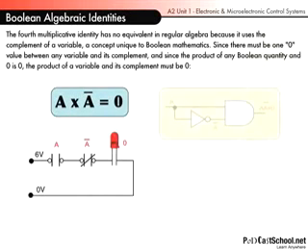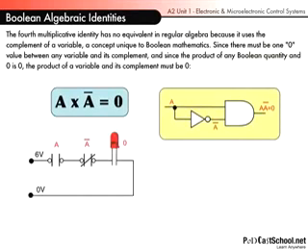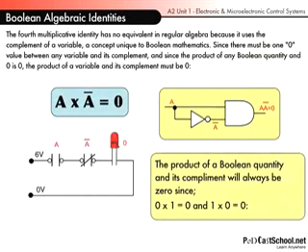Okay? You can see that the symbols there show that A is at one input and A bar is the other. So A and A bar will always equal 0. And I've said there that the product of a Boolean quantity and its complement will always be 0, since 0 and 1 is 0, and 1 and 0 is 0. Okay, so that's our fourth and final identity for today.